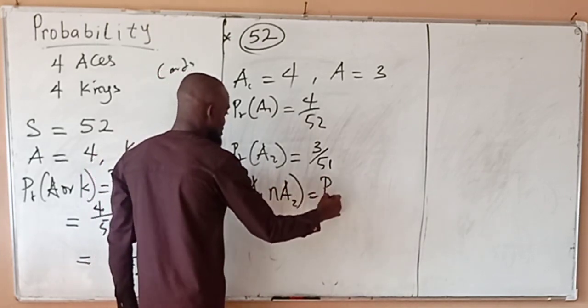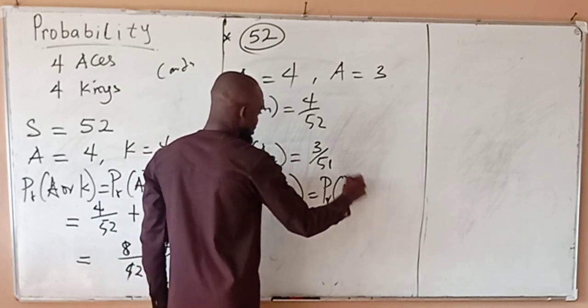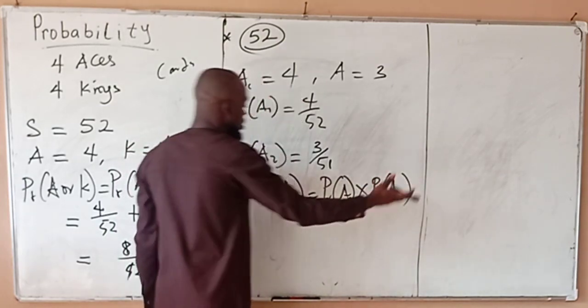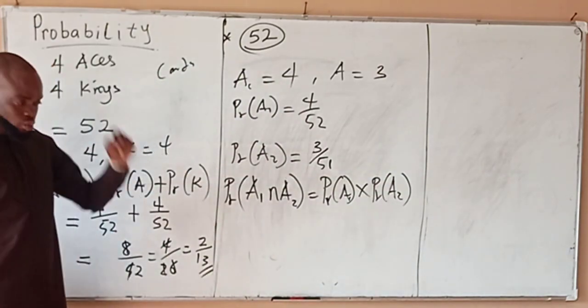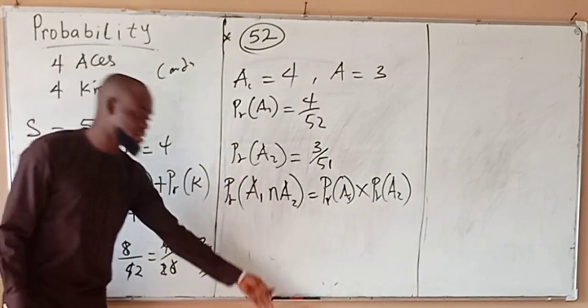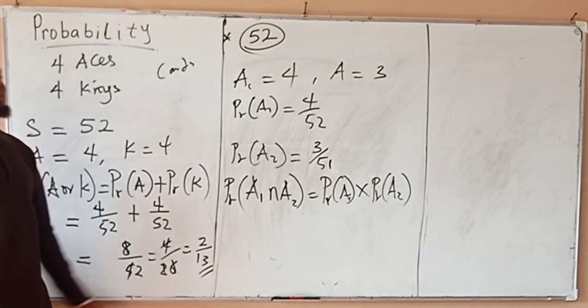That is the probability of A1 times the probability of A2. This one is not 'or', this one is 'and'. So that this and this. You're going to have ace and ace.